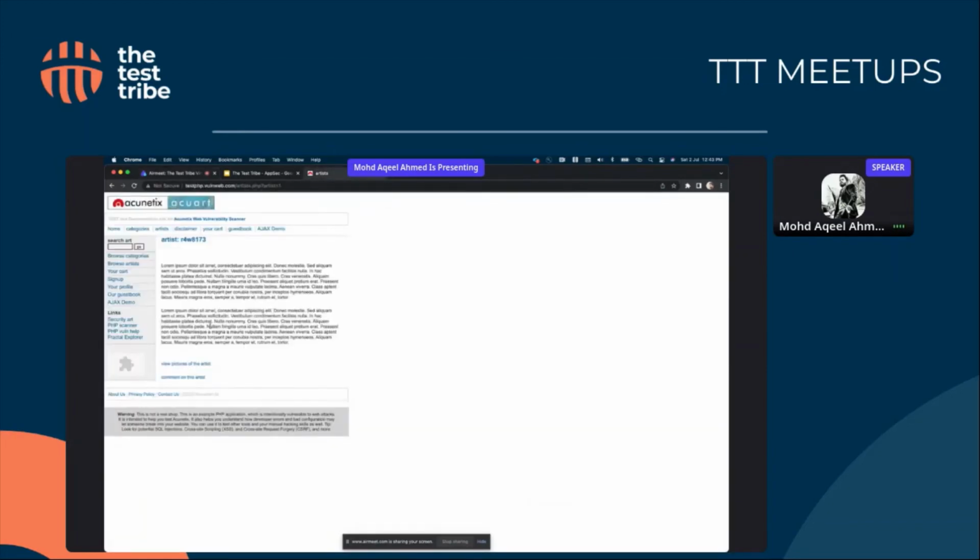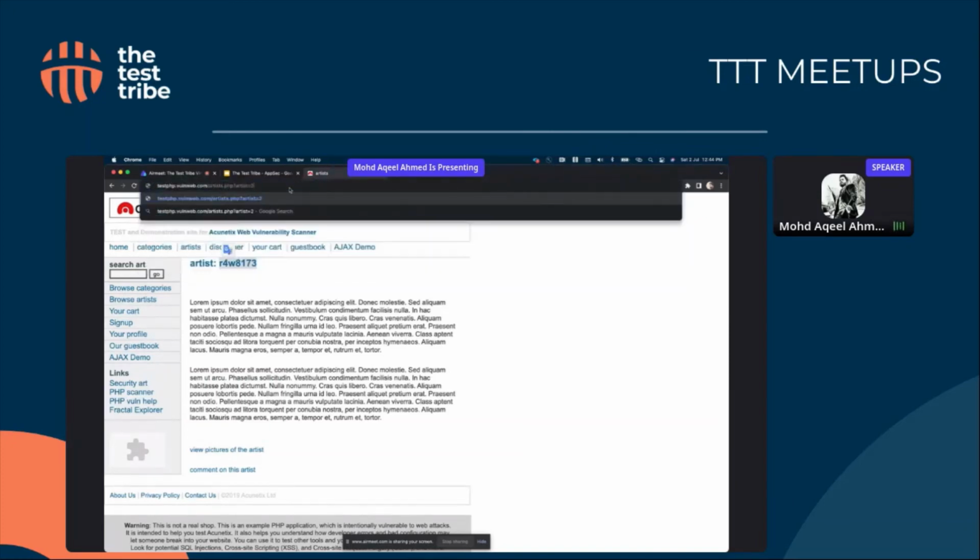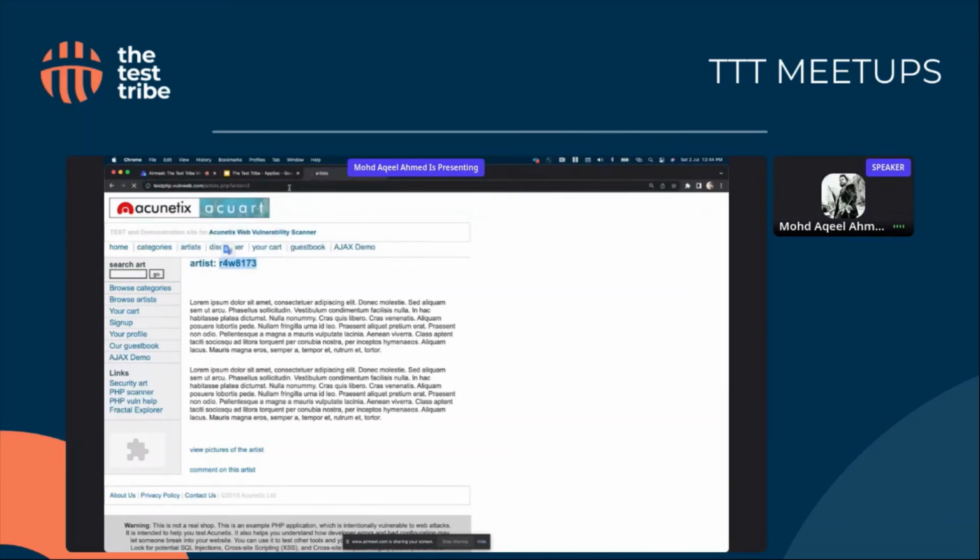All right, cool. So this is one of the applications that is intentionally kept vulnerable. If you look at the URL, you have this page artist.php, and it accepts one GET parameter, and in that you have this value. So you have one, it says this artist is this, and then you click on 2, you have a different artist.